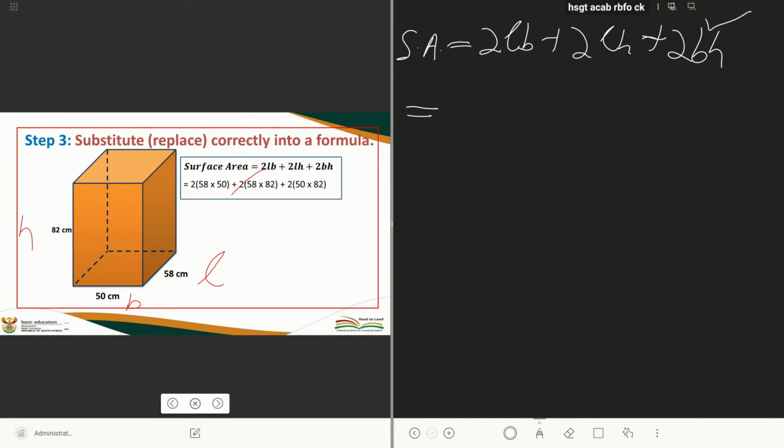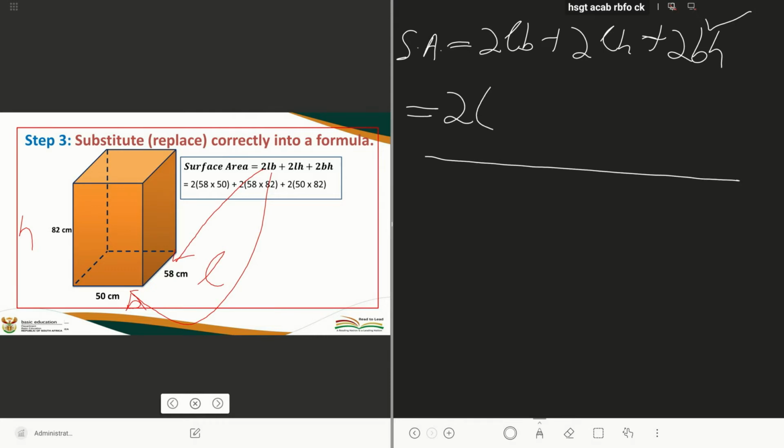So our length goes exactly here. Our breadth goes there. So it's just substitution. So 2 multiplied by 58 multiplied by 50 plus 2 multiplied by 58 multiplied by 82 plus 2 multiplied by 50 multiplied by 8. So the most important step here is to substitute correctly.